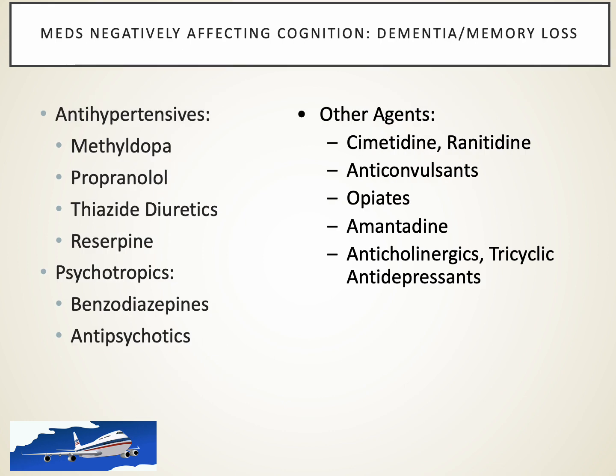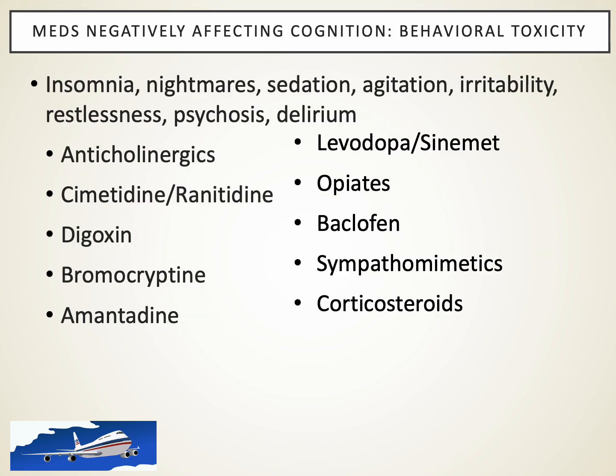There are drugs that contribute to dementia or memory loss. The antihypertensives, some of the drugs we use in neuropsych as well, can do that, as well as the drugs that are antimuscarinic or anticholinergic. There are drugs that cause delirium or behavioral toxicity. These classically can pose a risk for delirium in patients, and so we're careful about some of these drugs that predispose to this type of cognition changes.